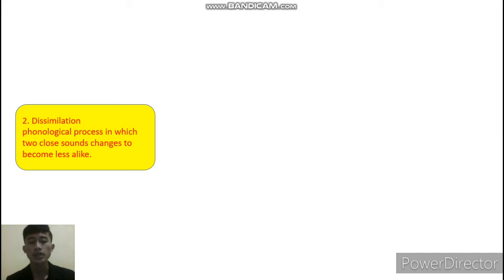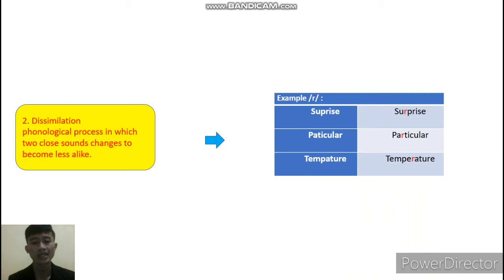Now we move to dissimilation. Dissimilation is a phonological process in which two close sounds change to become less alike or more different from the nearby sound. Here is the example of initial r, like surprise becoming surprise, particular becoming particular, temperature becoming temperature, and more examples like initial l, like colonel in English, coronel in Spanish, and colonnello in Italian. That's the example of initial l.